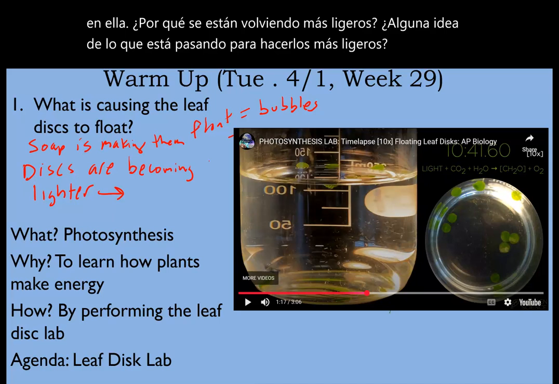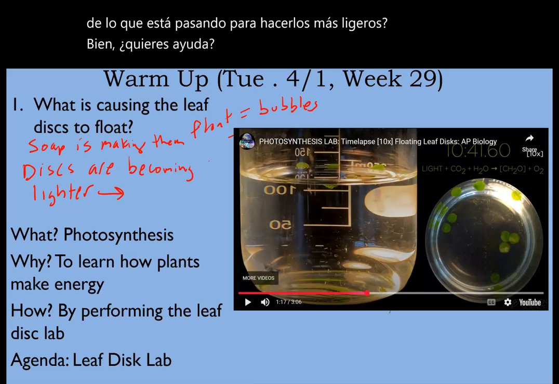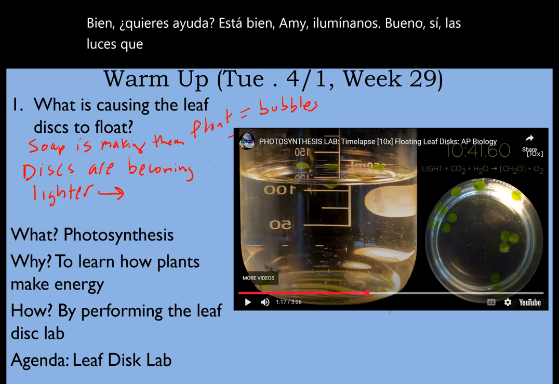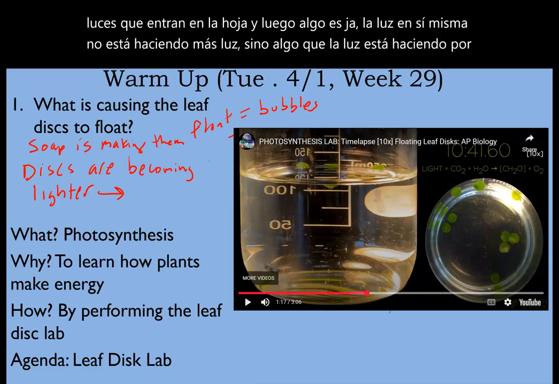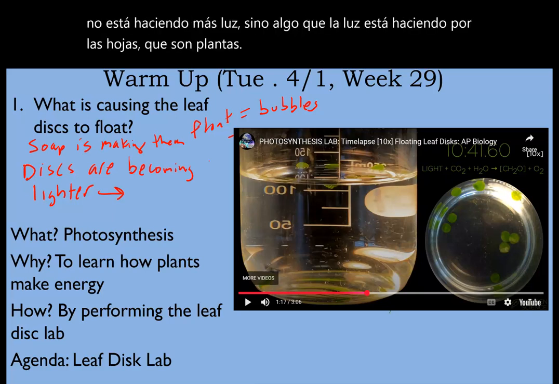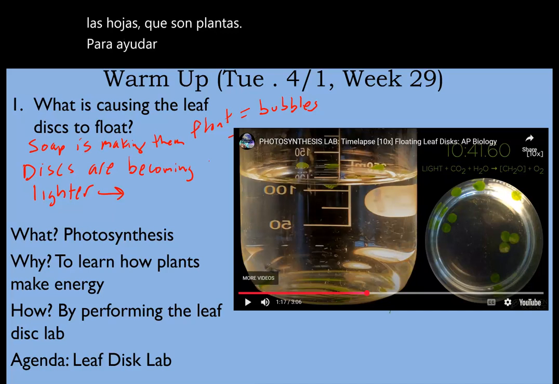Okay, you want some help? Okay, Amy, enlighten us. Well, yeah, the light's going into the leaf, and then the light itself is not making them lighter, but something that light's doing for the leaves, which are plants. Does that help? We're fine? Jesus? So what do you think? I like that. It's good.